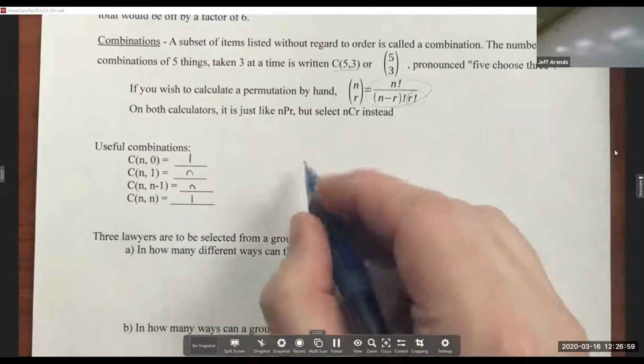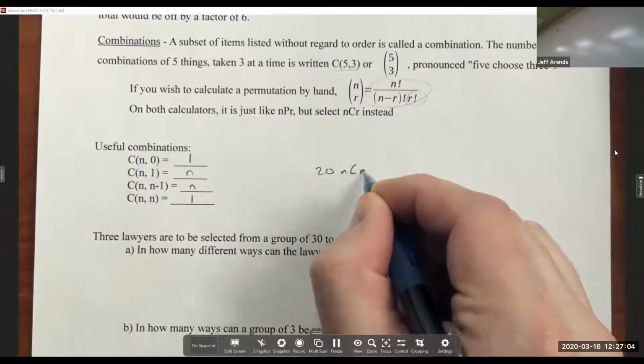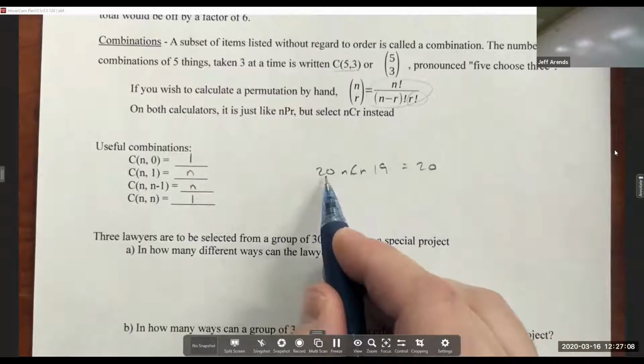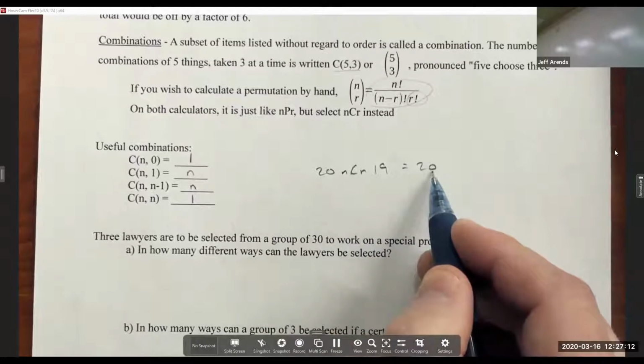So if you were to see something like 20 nCr 19, this would be 20. If you have 20 items, the number of ways to choose 19 of them is 20. You essentially choose one item to pick out of the list.